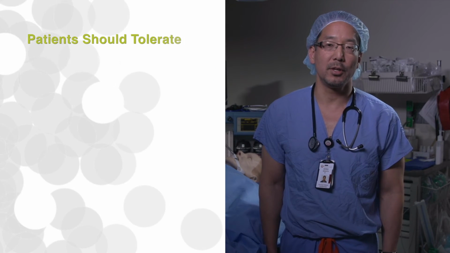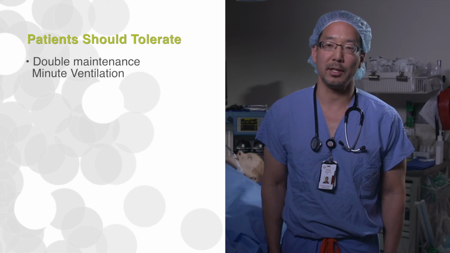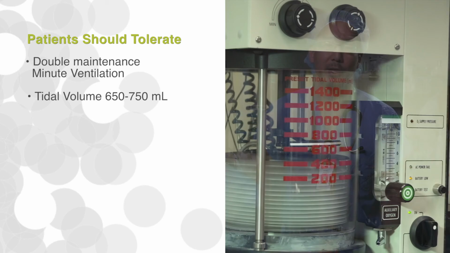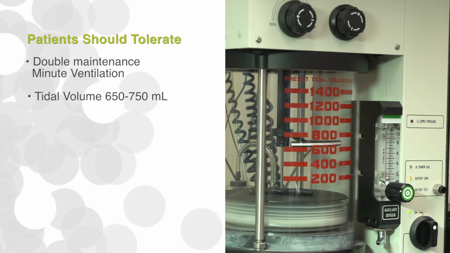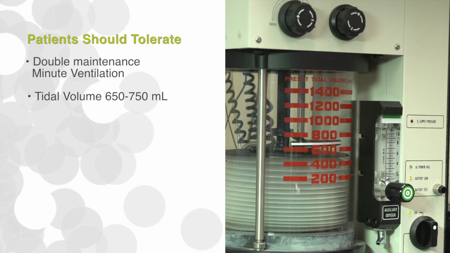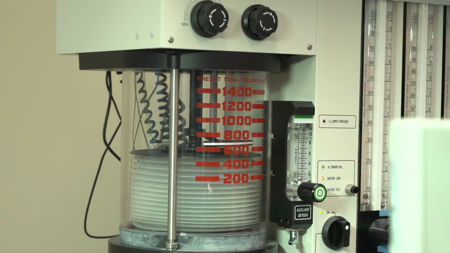Emergence ventilation should maximize alveolar ventilation to expedite elimination of volatile anesthetic. If tolerable, emergence minute ventilation should at least double maintenance minute ventilation with an ideal tidal volume of between 650 to 750 milliliters when the rebreathing hose is completely expanded.